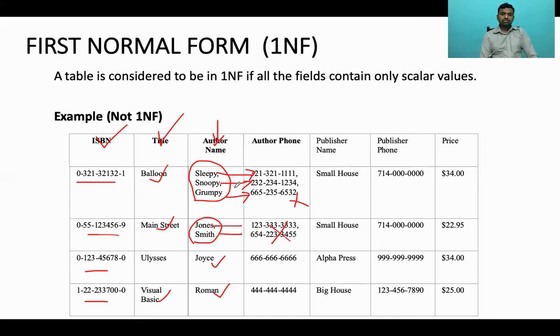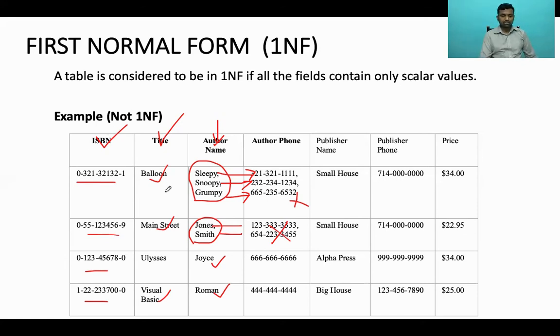So everywhere you can see, whenever you don't have a scalar value, that is, you don't have a single value in a field, then it is not said to be in first normal form. Then you are in trouble. What should I do? The next step is to perform the first normalization on it, and then I need to start decomposing the table. How will I do it? That is what I am going to teach you now.